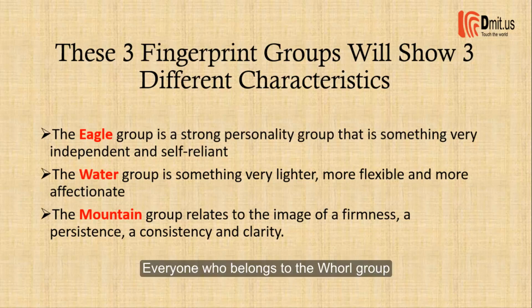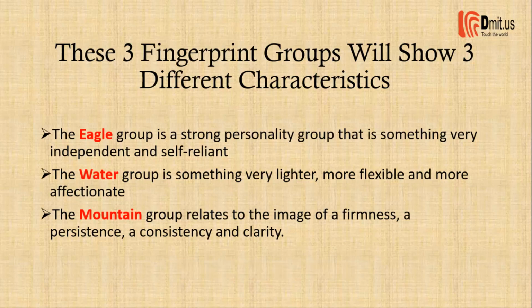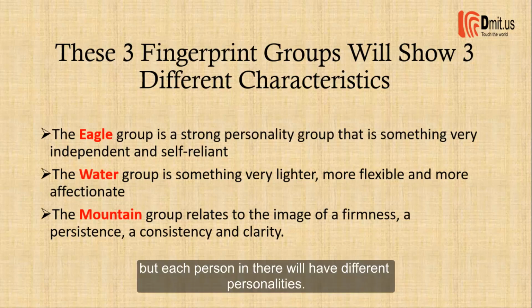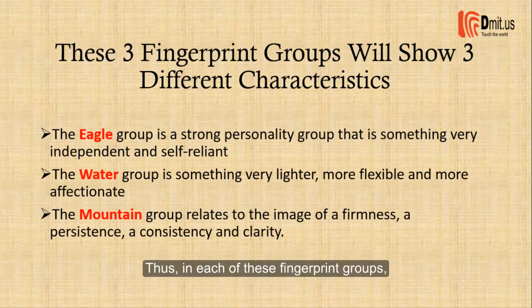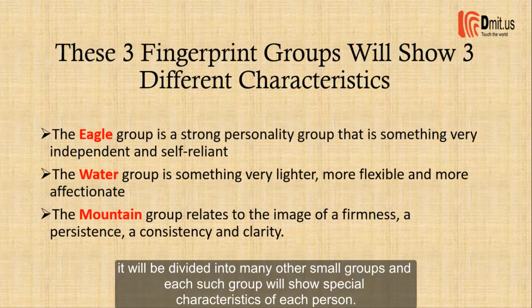Everyone who belongs to the whorl group, the eagle group, is probably not the same as each other. We have a large eagle group, but each person in there will have different personalities. In general, they all have the same thing: strength. However, the strength of a person is different from the others. Thus, each of these fingerprint groups will be divided into many other small groups, and each such group will show special characteristics of each person.